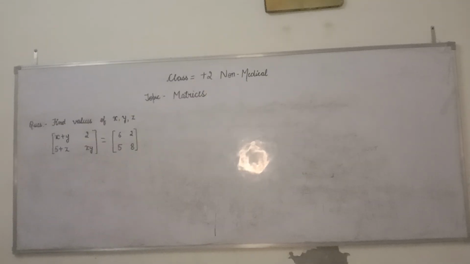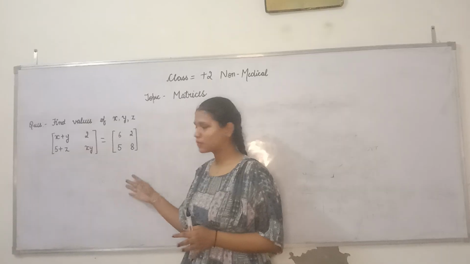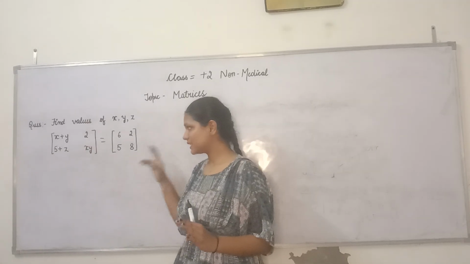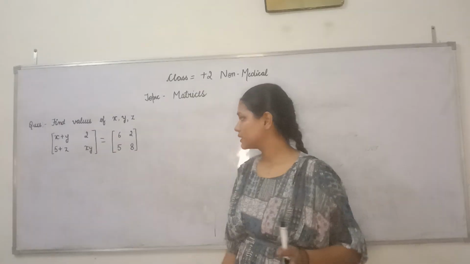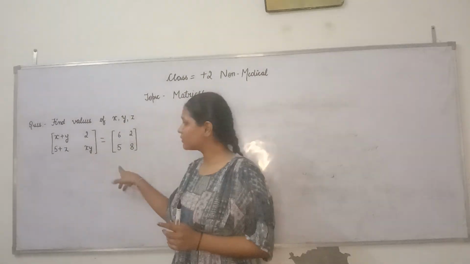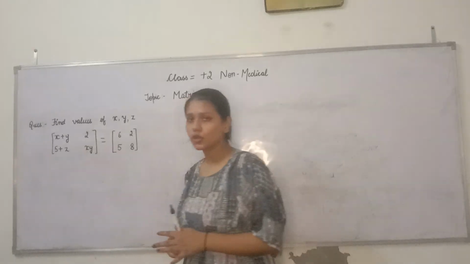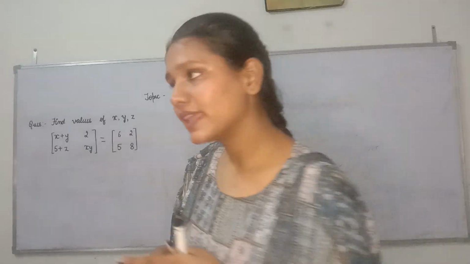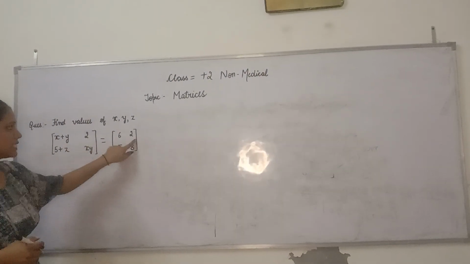So moving forward with the questions. The question here is to find the values of x, y and z. In this question, we have been given two matrices, and these two matrices are equal. The equality sign is in between them. We have to calculate the values of x, y and z. So if two matrices are equal, then their corresponding elements should be equal.